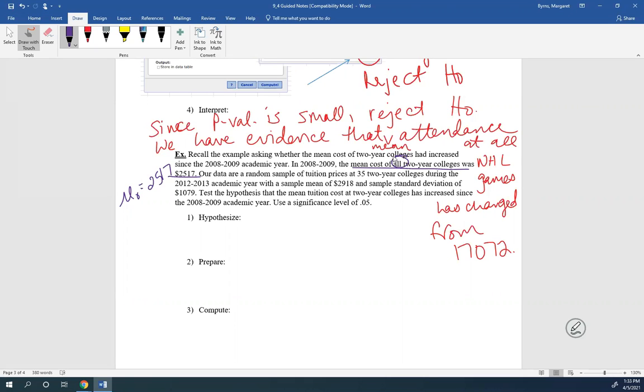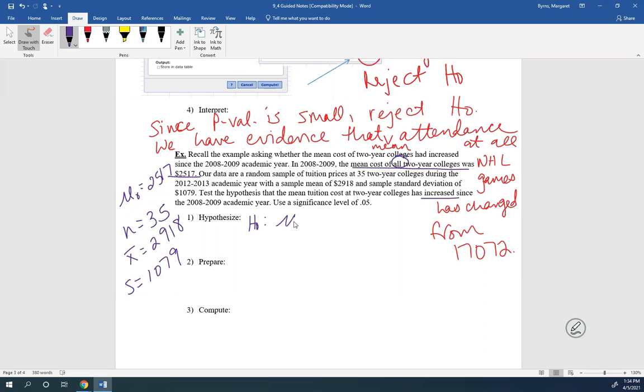Our data are a random sample of tuition prices at 35 two-year colleges. So that means N is equal to 35. From the 2012-2013 academic year. The sample mean for our sample of 35 colleges, our sample mean is 2918, so that would be X bar. And our sample standard deviation was 1079. Test the hypothesis that the mean tuition cost of all two-year colleges has increased. Okay, so I would pause the video at this point and go ahead and write these things down and then check back with me and see if you got it.